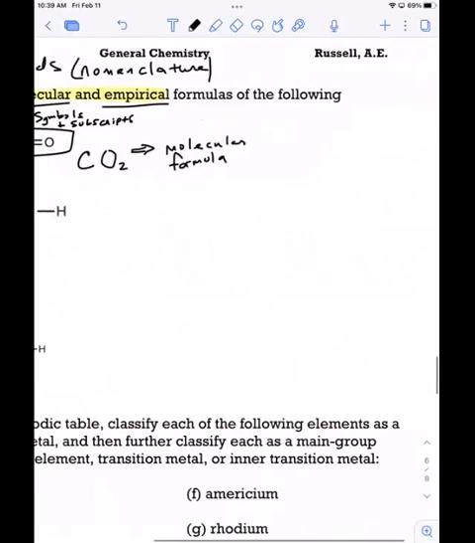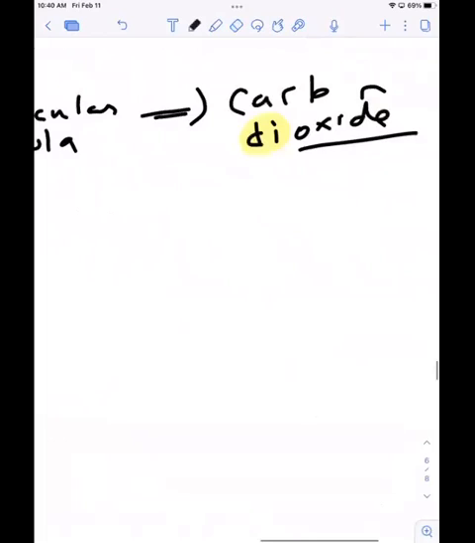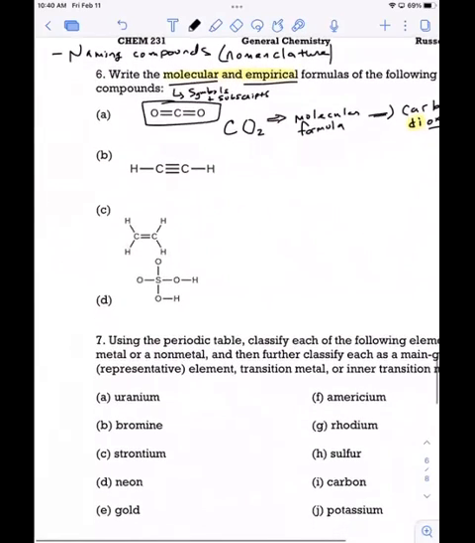The name of this compound is carbon dioxide. The di here is a Greek prefix for 2. The oxide means that there's oxygen present, and the carbon is kind of self-explanatory. So it's carbon dioxide, and the molecular formula for that is CO2.